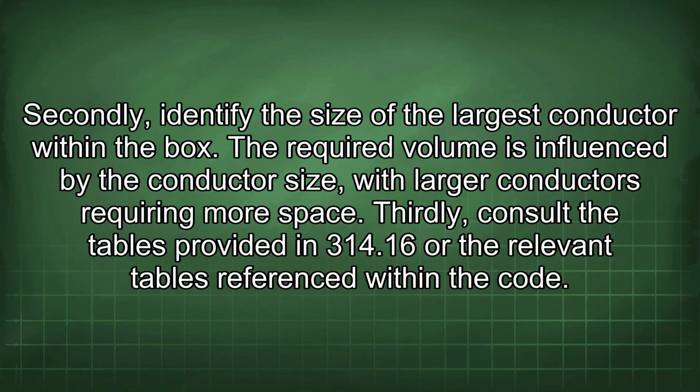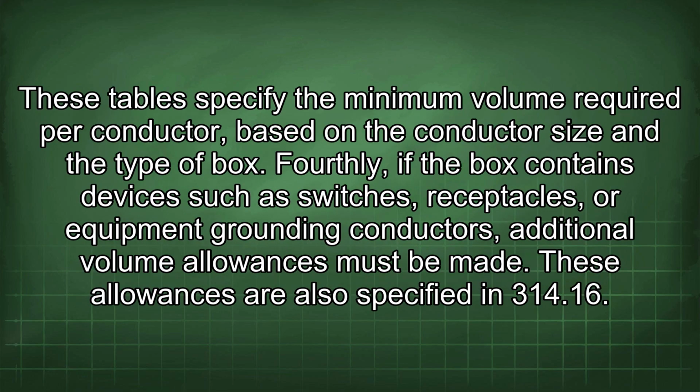Thirdly, consult the tables provided in 314.16 or the relevant tables referenced within the code. These tables specify the minimum volume required per conductor based on the conductor size and the type of box. Fourthly, if the box contains devices such as switches, receptacles, or equipment grounding conductors, additional volume allowances must be made. These allowances are also specified in 314.16.